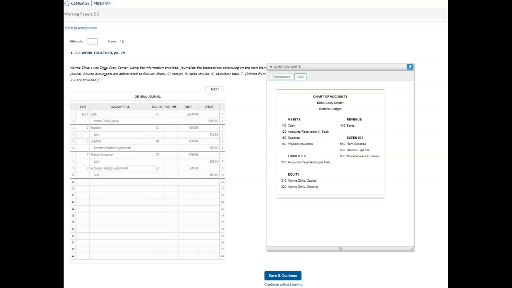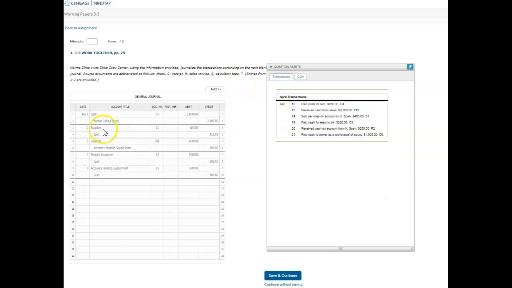All right, so let's start. We are now going to journal these transactions. We are journaling them on page 1 of the journal. The first thing we always do is type the date. Click on the date box. Do we type in the month of April even though we typed it up here? Answer the question in your head.